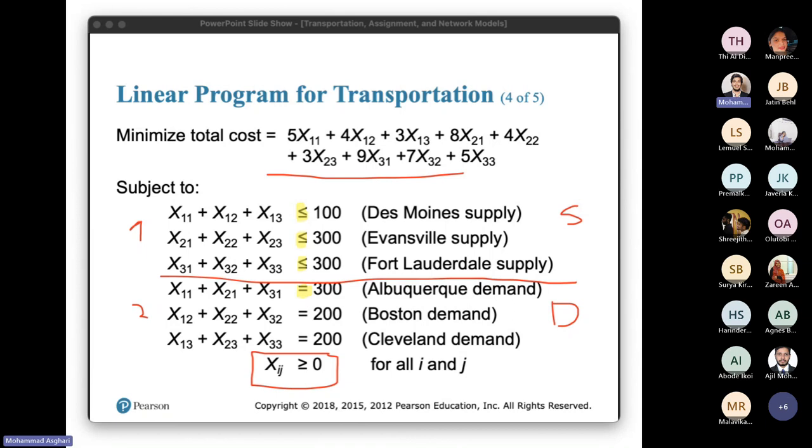So we are done. We have written the objective function, we have written the supply constraints, and we have written the demand constraints. So we are done with everything. The problem is ready to solve. As you can see, we have modeled the problem in the language of mathematics, so it's ready to be solved using software.